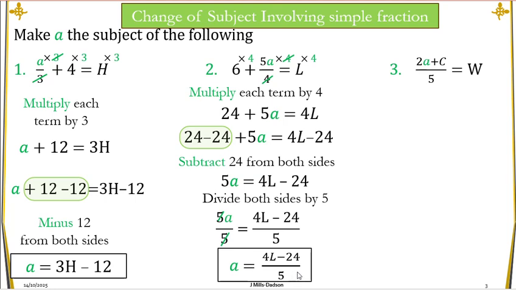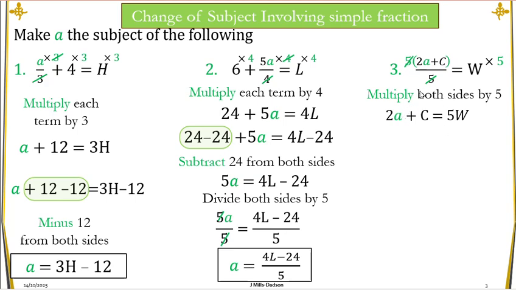Now let's look at the third example. Also, I want to get rid of the denominator 5, so I multiply both sides by 5. Now this time, this is an expression, so you're multiplying the whole expression by 5, not separately. So this is how we write it, so that I can cancel out these two 5s. So I have 2A plus C equals 5W.